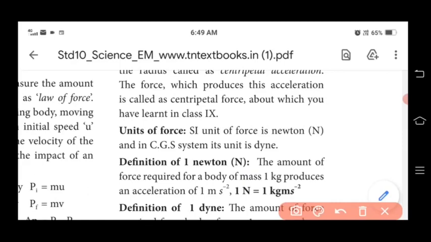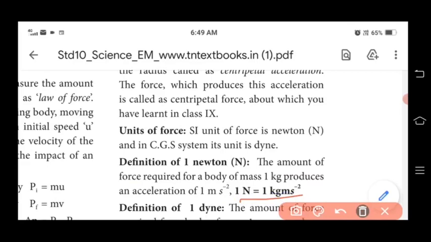The amount of force required for a body of mass 1 kg to produce an acceleration of 1 meter per second square is defined as 1 Newton. So here they have given 1 Newton equals 1 kg meter per second square.